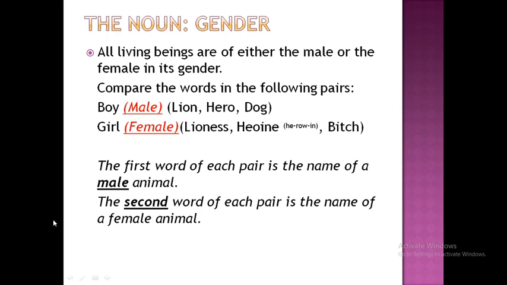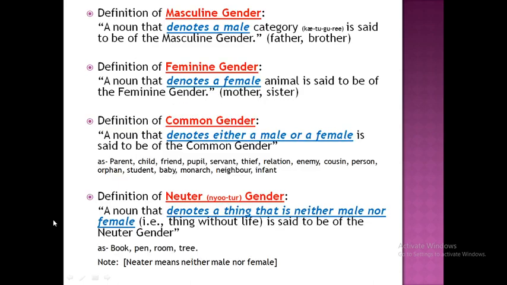How many genders do we have in nouns? Those are 1, 2, 3, 4. One, masculine gender. Second, feminine gender. Third, common gender, and the last is neuter gender. Masculine gender is all about something which refers to a male noun. If I say father, that is a male person. If I say brother, that is male. If I refer to uncle, that is male. So all these names which are referred to as male are in the masculine gender of noun.